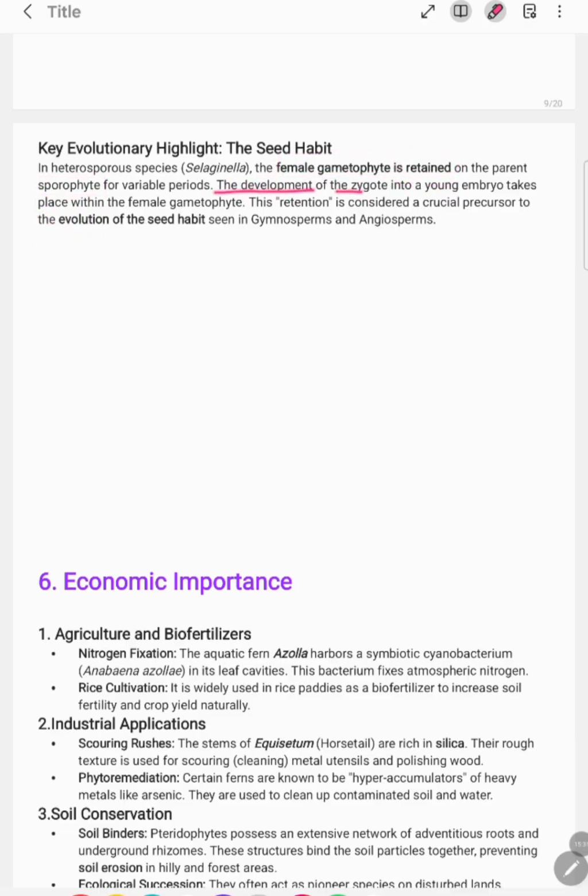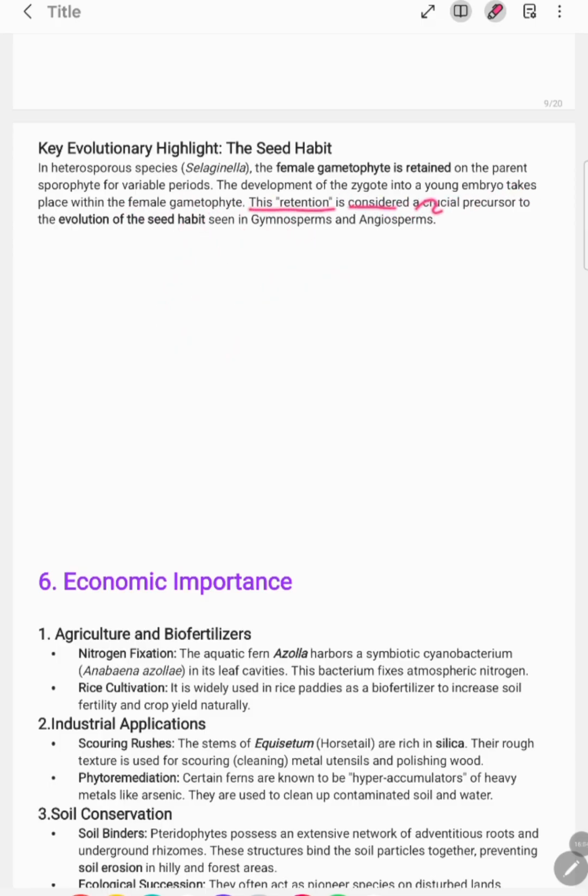द डेवलपमेंट ऑफ द जाइगोट इनटू यंग एम्ब्रियो. अब जो हमारा जाइगोट है, वो जाइगोट से एम्ब्रियो ही तो हमारा फॉर्म होता है. ठीक है, सो द डेवलपमेंट ऑफ द जाइगोट इनटू यंग एम्ब्रियो टेक्स प्लेस विद इन द फीमेल गैमेटोफाइट. ठीक है, तो जो हमारा फीमेल गैमेटोफाइट था उसी के अंदर जाइगोट से जो एम्ब्रियो का ट्रांजिशन हो रहा है, वो वहीं पर हो रहा है.